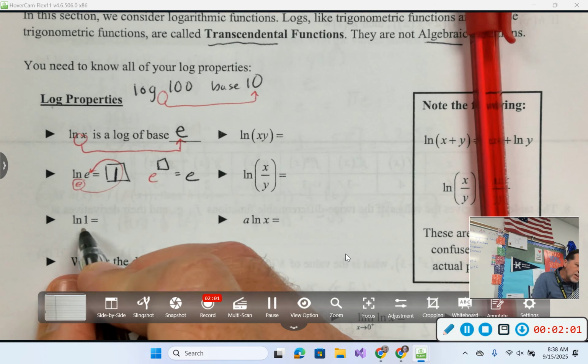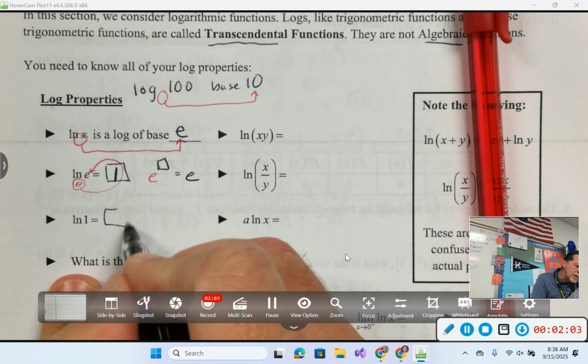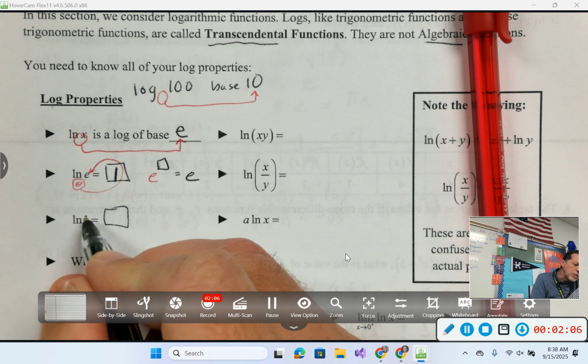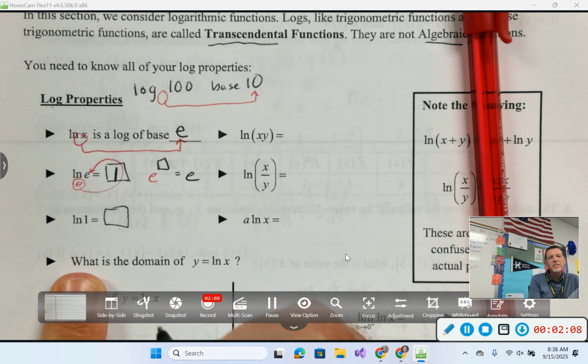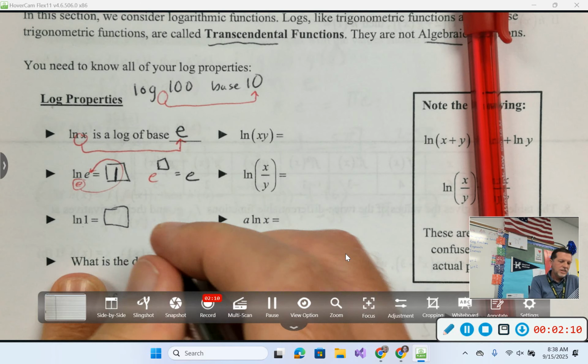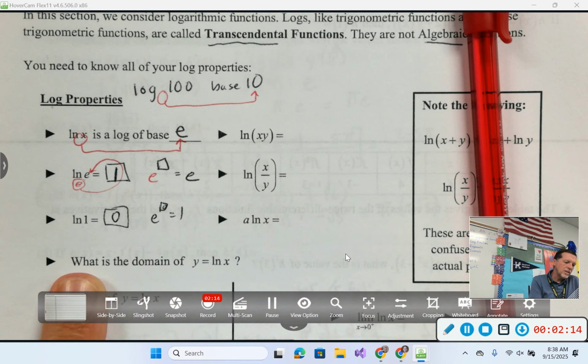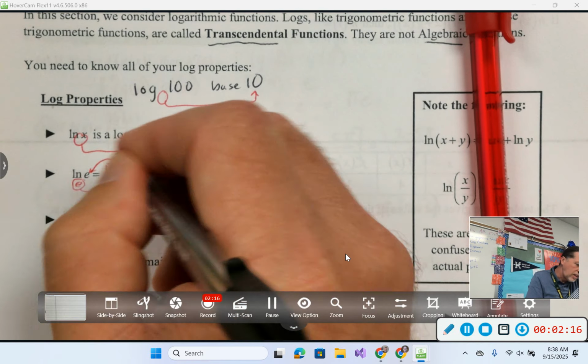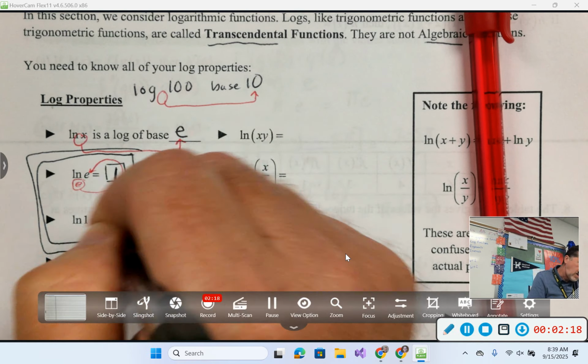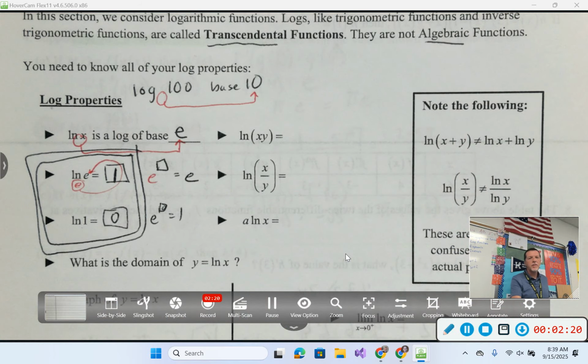Natural log of 1, that means e to something is equal to 1. So what's got to be in the box over here? 0. E to the 0 is 1. Definitely got to know those.